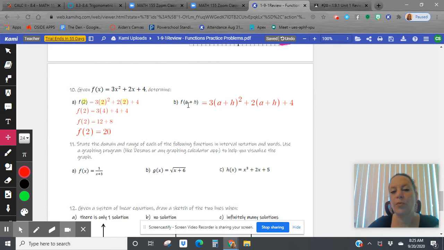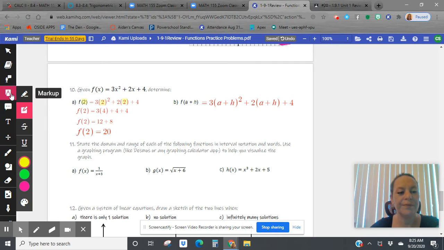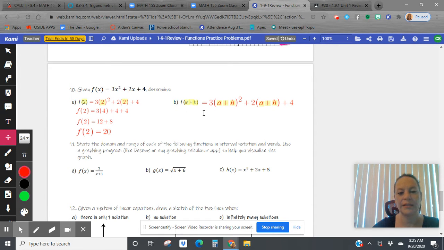Now in this one over here, it's a little bit more complicated because instead of just plugging in a number 2, you're plugging in an a plus h, two different variables. So notice again that I plugged in the a plus h right here for x, and then I plugged in an a plus h here for x, and then I plugged in the a plus h here for x. So you're putting in a plus h everywhere that there was an x. So this is going to be equal to 3 times the quantity, now a plus h squared.